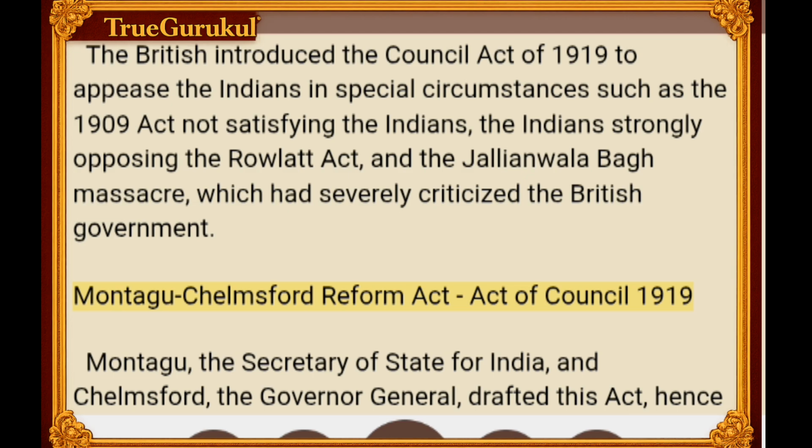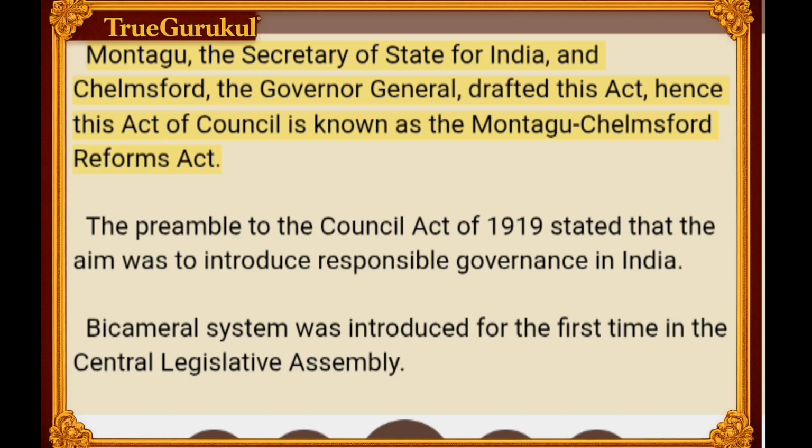Montagu-Chelmsford Reform Act, Act of Council 1919. Montagu, the Secretary of State for India, and Chelmsford, the Governor-General, drafted this act, hence this Act of Council is known as the Montagu-Chelmsford Reforms Act. The preamble to the Council Act of 1919 stated that the aim was to introduce responsible governance in India.